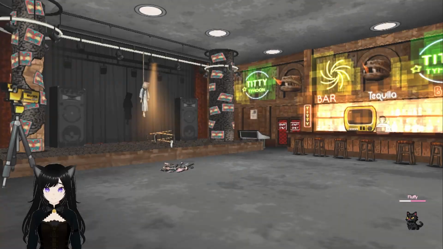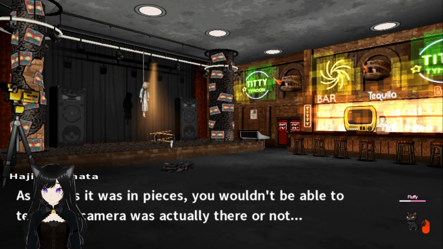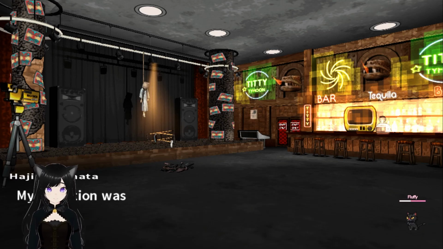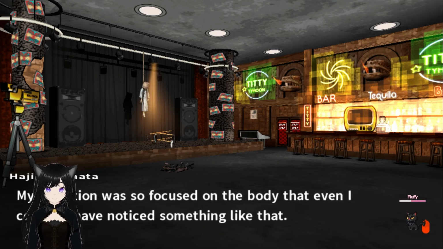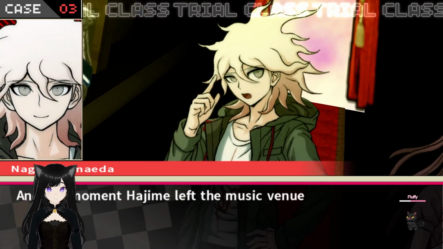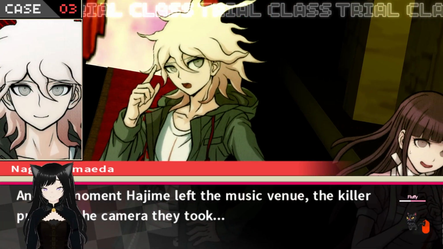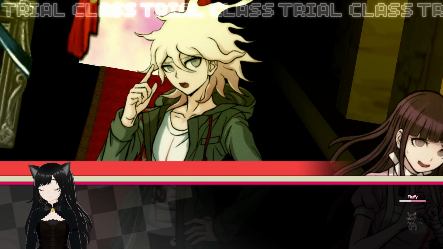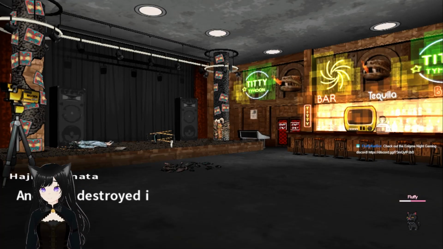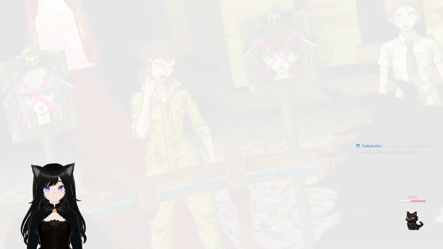Exactly. As long as it was in pieces, you wouldn't be able to tell if the camera was actually there or not. Right? My attention was so focused on the body that even I couldn't have noticed something like that. Yeah, we kind of had a few other things to pay attention to, like the dead body. And the moment Hajime left the music venue, the killer put back the camera they took. Right? And they destroyed it and left that in pieces as well. So we really wouldn't have noticed it.